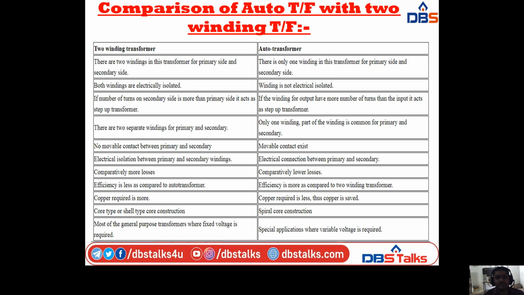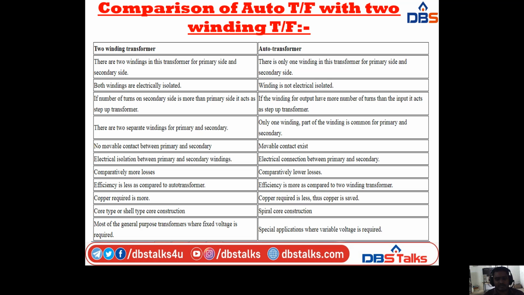In the two winding transformer, comparatively there are more losses, and in the auto transformer we have lower losses. In the two winding transformer, efficiency is less as compared to the auto transformer, so the auto transformer has higher efficiency. In the two winding transformer, the copper required is more, but in the auto transformer the copper required is less. Thus, copper is saved in the auto transformer. In the two winding transformer, core type or shell type core construction is used, but in the auto transformer we have spiral core construction.